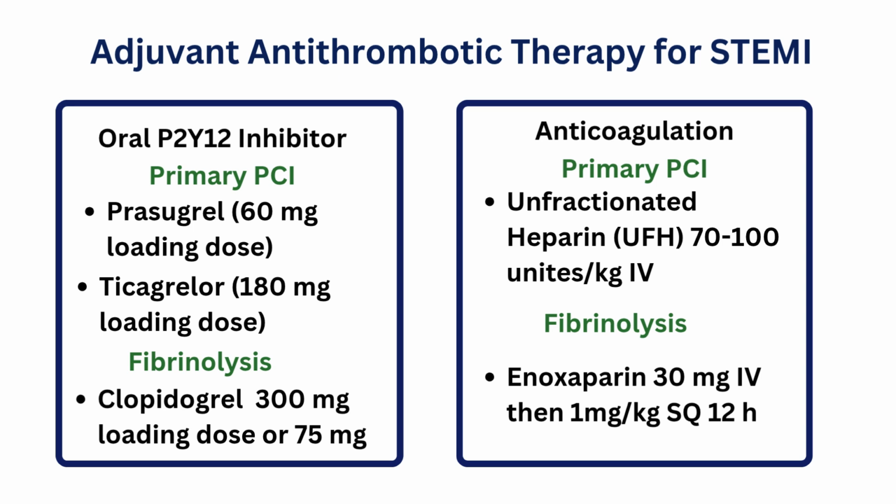If the patient is undergoing fibrinolysis, Clopidogrel is the mandatory choice. 300 mg as loading dose for patients 75 years old or younger, or 75 mg loading dose with no bolus if the patient is older than 75 years old, to minimize catastrophic bleeding risk associated with thrombolysis.